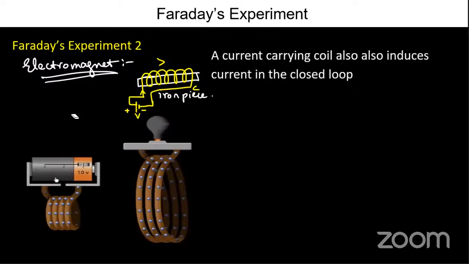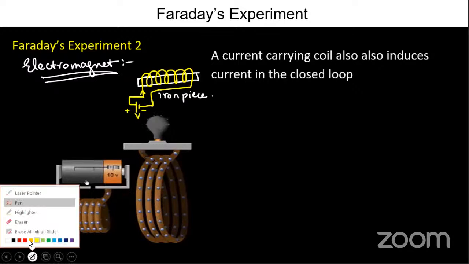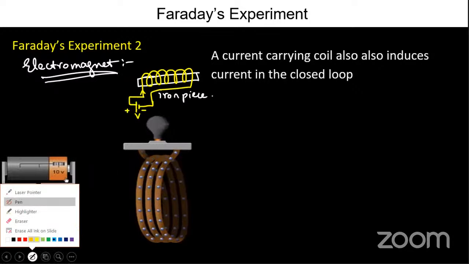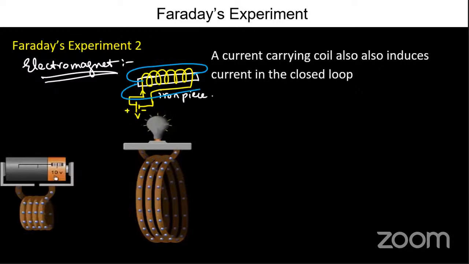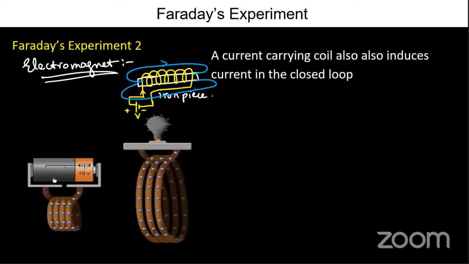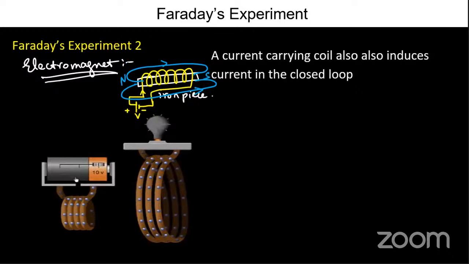Wherever you connect the positive terminal of the battery, that terminal will become the north pole and the other end will become the south pole. Okay, this should be north, this should be south. So this was the construction of an electromagnet.